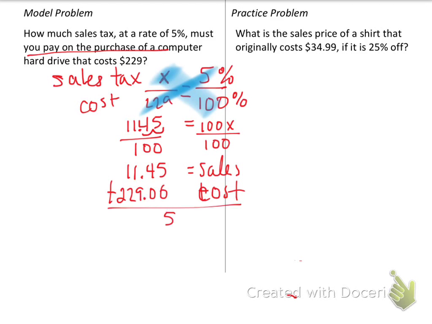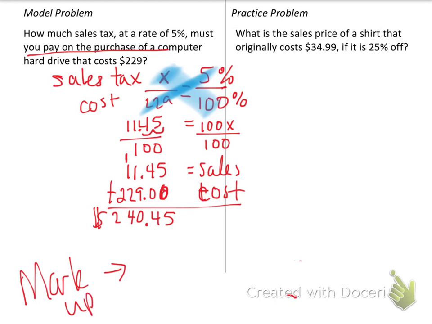So I get 5, that's a 0 right there. 4, 0, 4, to 240.45 is how much he will spend on that computer. So this is called a markup because you're adding, you're increasing. Markup is increasing. Okay, the next one is a decrease.